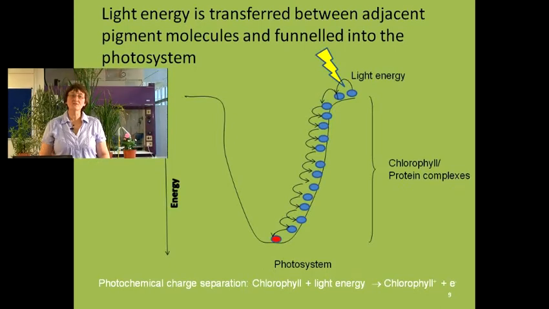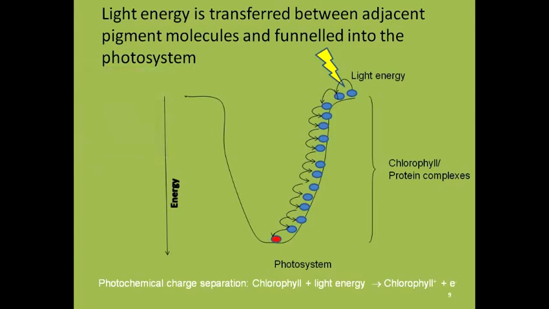When a chlorophyll molecule absorbs a photon of light, the energy can be transferred rapidly and efficiently to nearby chlorophyll molecules. Eventually, the energy is passed on to a chlorophyll molecule associated with a photosystem, which is a complex of proteins and pigments in the thylakoid membrane.